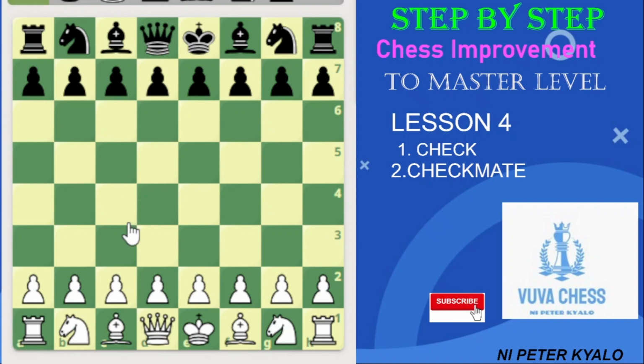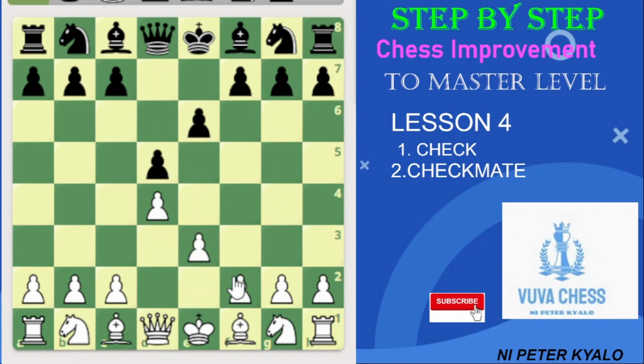By an example, I'm going to play e4, d5, d4, then these very common moves in chess. Then from here, knight f3, then our opponent plays this move. So you notice this bishop is threatening to capture our king. So that is what we call a check. So our black is checking us.